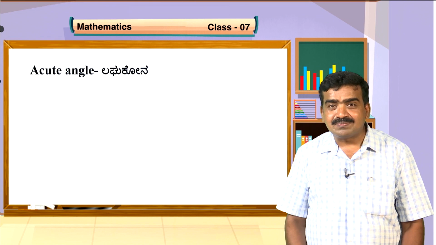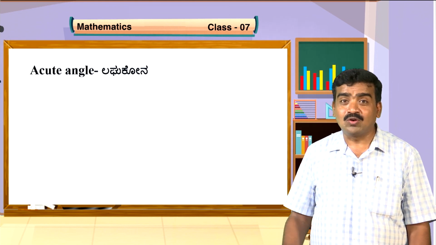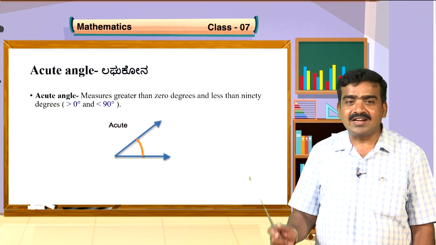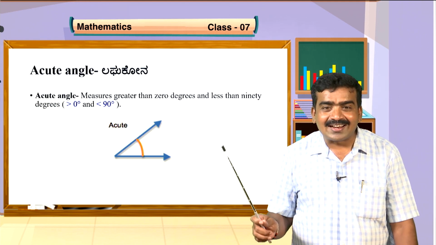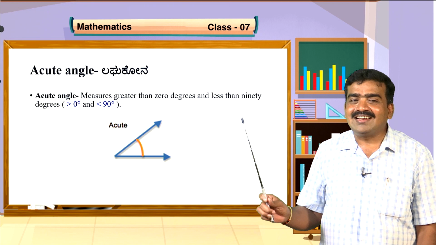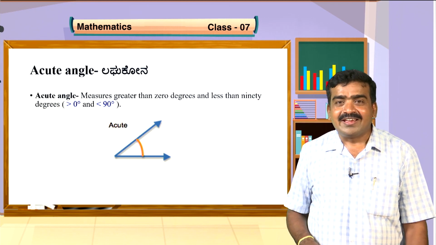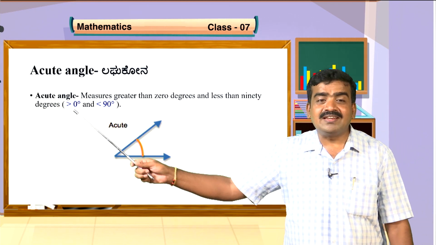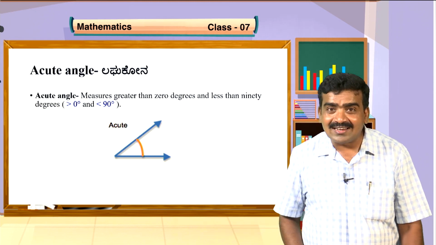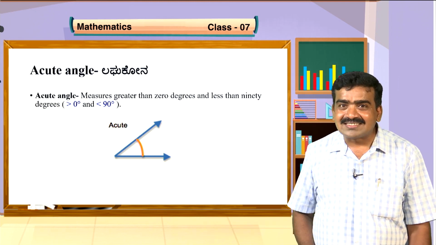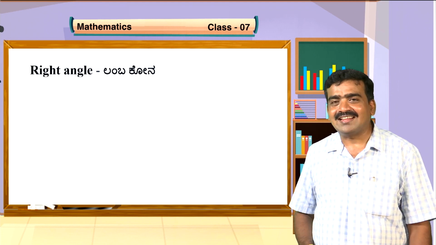Now tell me, what is an acute angle, what we call laghu kona? Yes, you are right, my dear students. An acute angle measures greater than 0 degree and less than 90 degree. If the measure of the angle is between 0 degree and 90 degree, then it is called an acute angle.